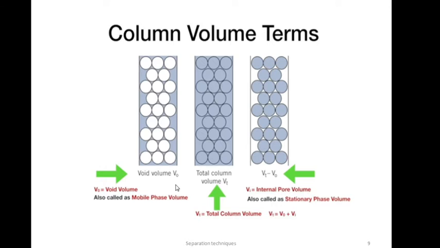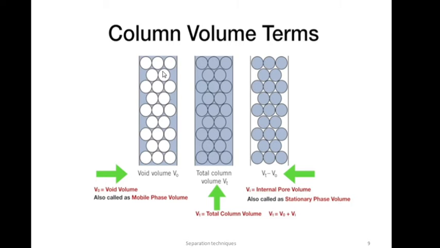Void volume. Total volume of the column, void volume of the column. When you subtract those, you're going to get the internal pore volume. What is the volume of these pores? Internal pores, that is Vi. Vi is given by Vt minus V0. I hope this is clear.